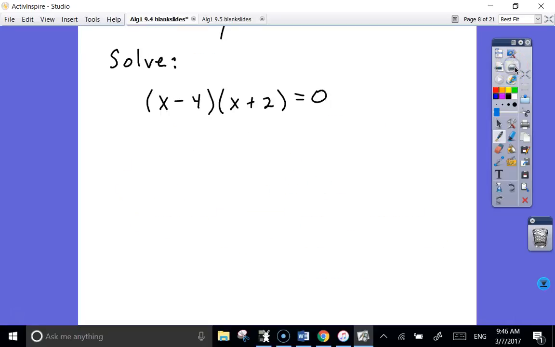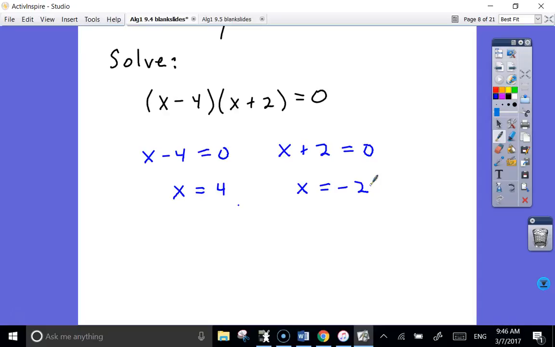Okay, so how about this one? Solve. What are my two equations that I'm going to solve? Yeah, I'm going to say x minus 4 equals 0 and x plus 2 equals 0. So in the first one, what does x equal? +4. In the second one, what does x equal? -2.